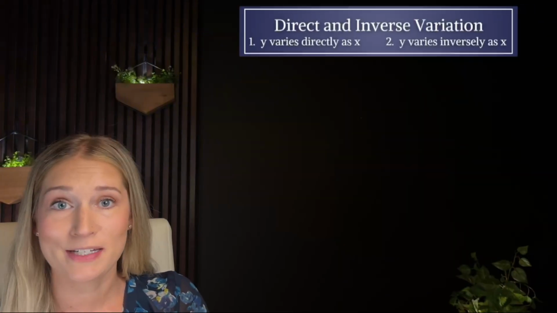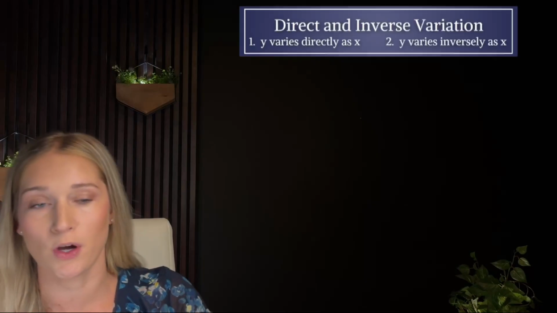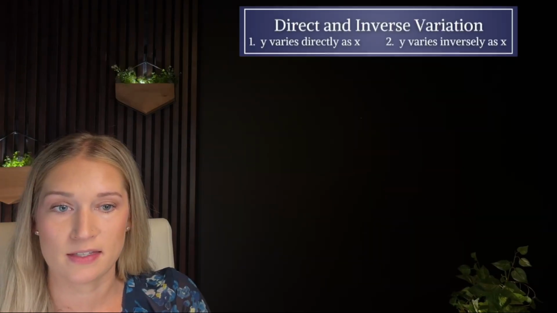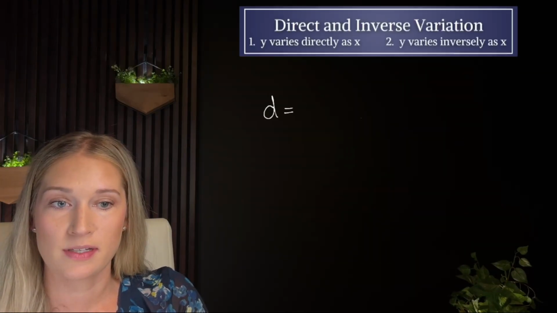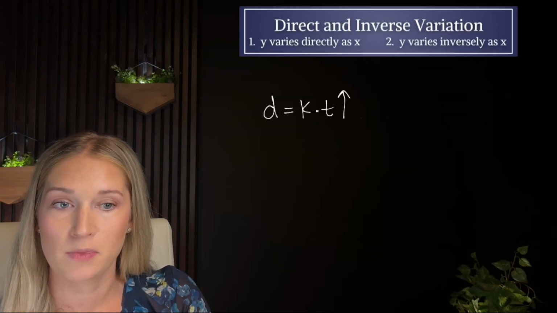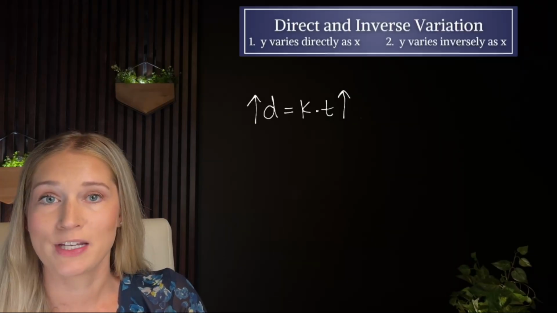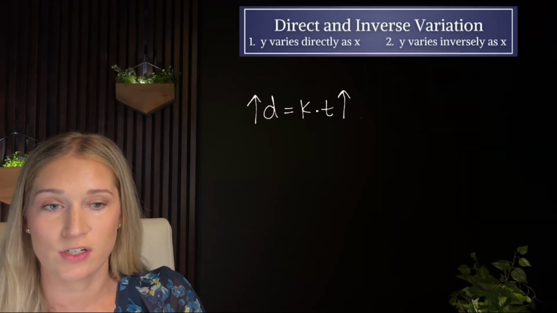A very common example for this is how long you've been driving and how far you go. So I could write something like this. My distance equals some constant multiplied by my time. And as my time goes up, my distance is going to go up. So this would be an example of a direct variation equation.